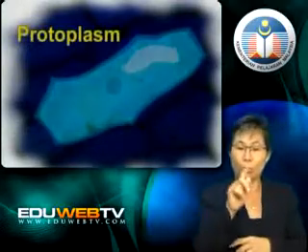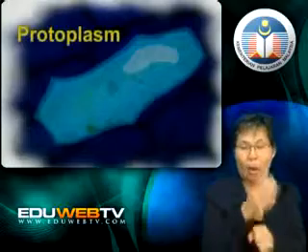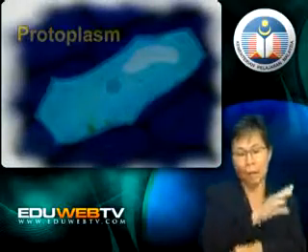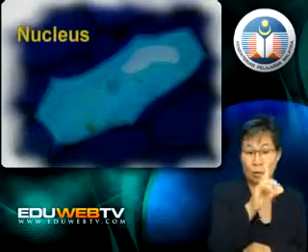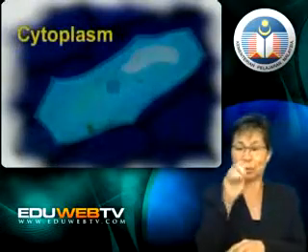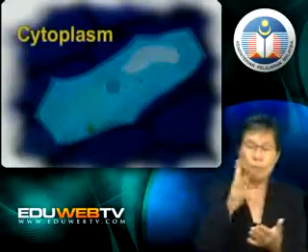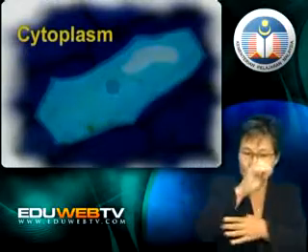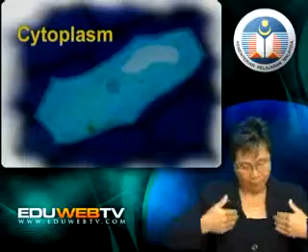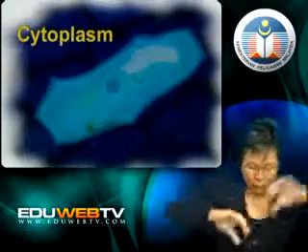Protoplasm is made up of a nucleus and cytoplasm. The nucleus contains chromosomes that control all the activities of the cell. Cytoplasm is the semi-fluid matrix inside the cell. It contains water and chemicals as well as other cell parts that carry out special functions.